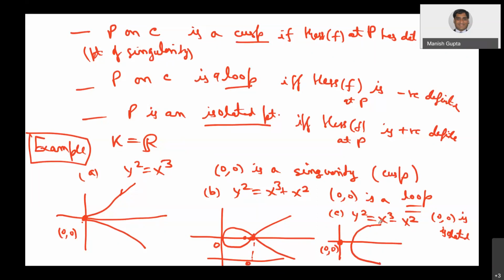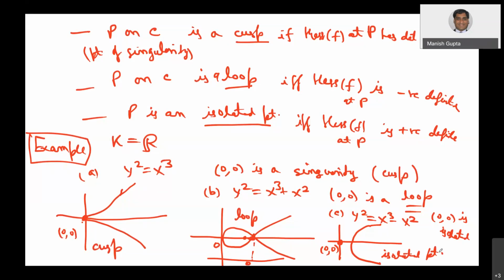So I gave you 3 examples of singularities here. In each of these cases, the point (0, 0) is a singularity: in one case it is a cusp, then a loop, and an isolated point. This is how we describe these singularities.